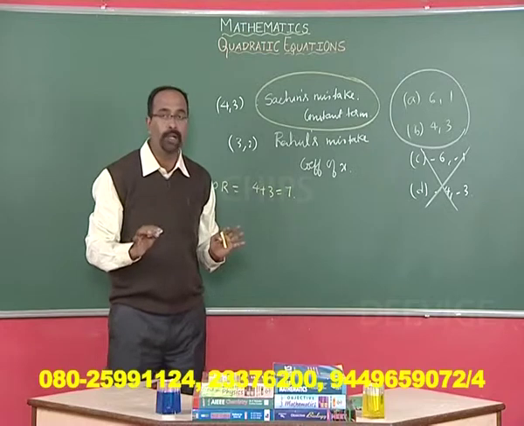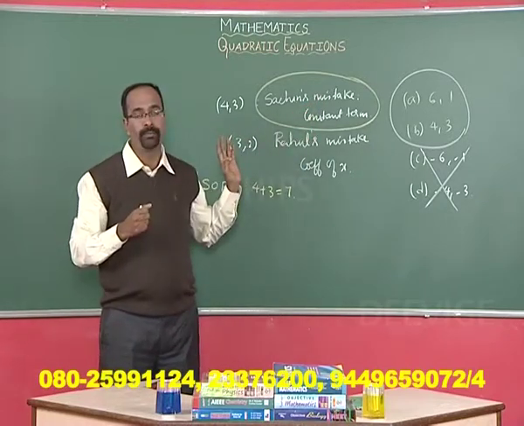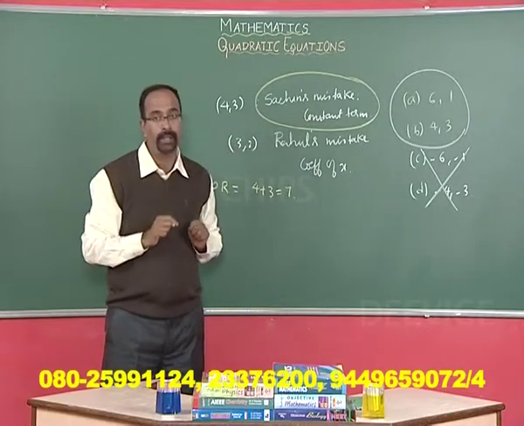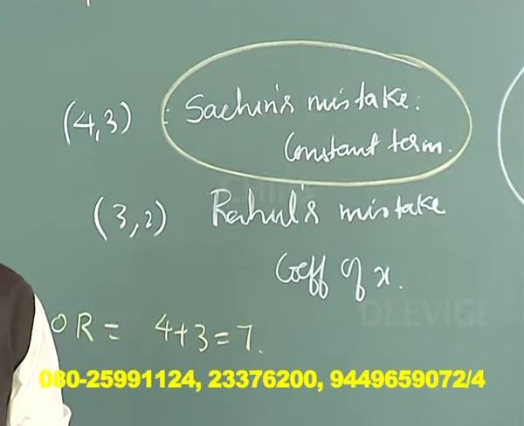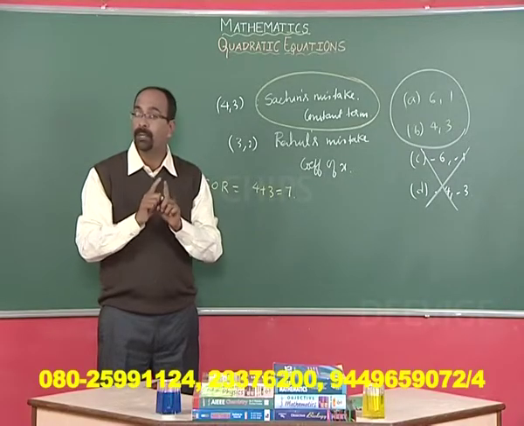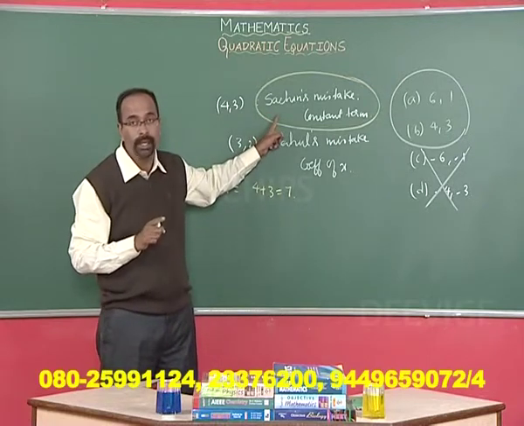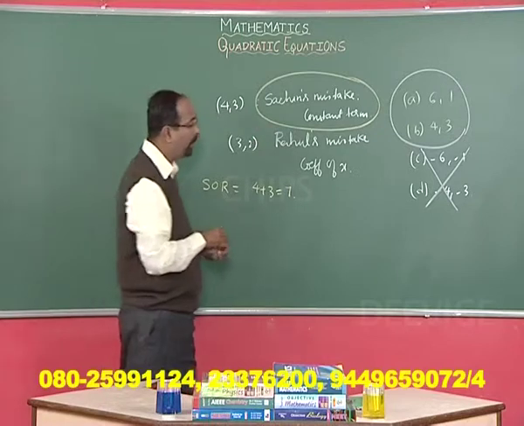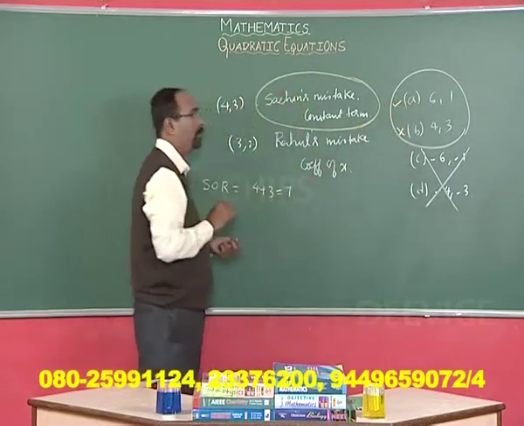Now we have to conclude whether option A is correct or option B is correct. Option B would be correct if Sachin's constant term as well as coefficient of x are both correct. So option B should not be correct because it is already given that Sachin has made a mistake in writing the constant term. That clearly says option B is also not correct, only option A is correct.